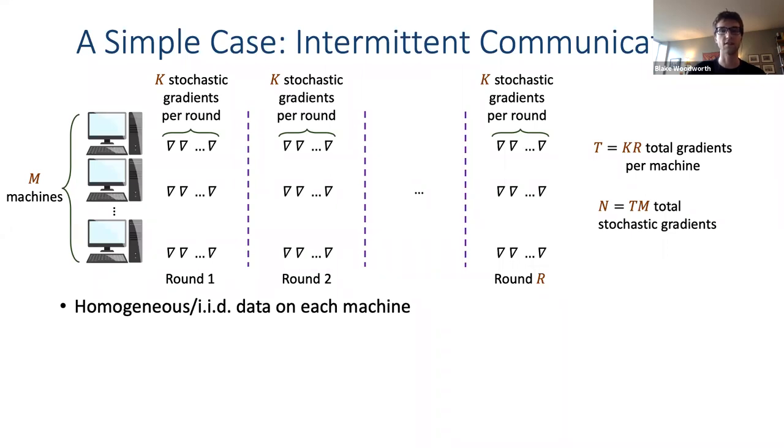So in this setting, there's going to be M parallel workers, which are going to collaborate over the course of R rounds of communication. Within each round, each machine may compute K stochastic gradients. So this means that all in all, each machine is going to compute K times R stochastic gradients, and I'm going to denote this by T, which roughly corresponds to the runtime of the algorithm. I'm also going to focus today on the case of homogeneous or IID data, which is drawn from the same distribution for all of the machines.